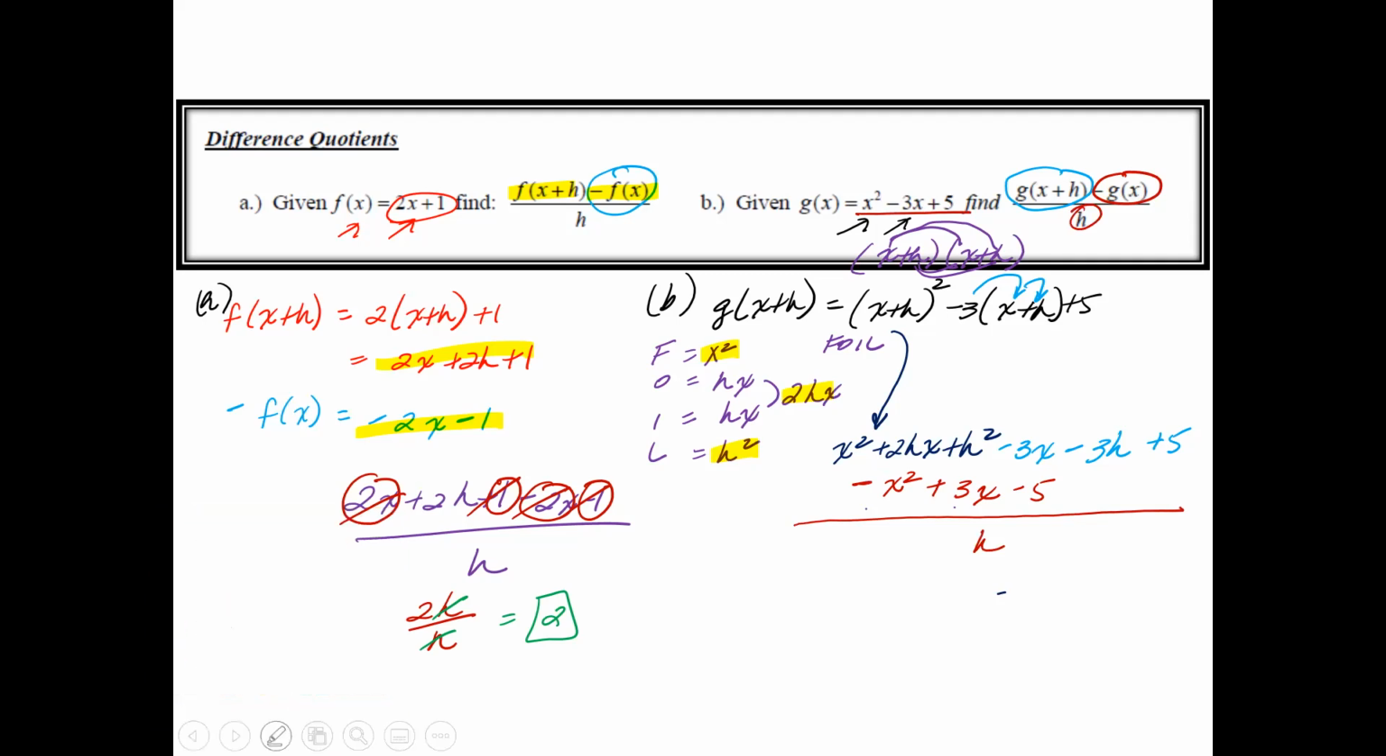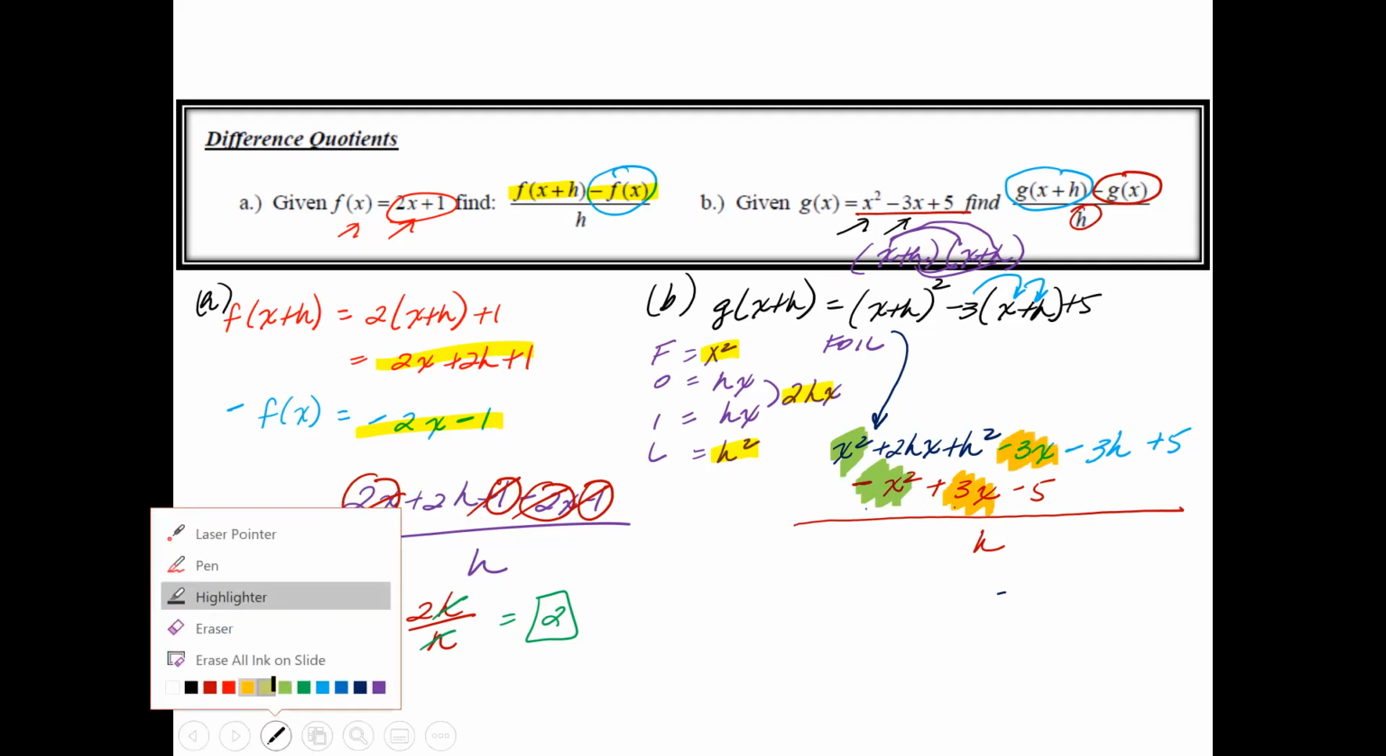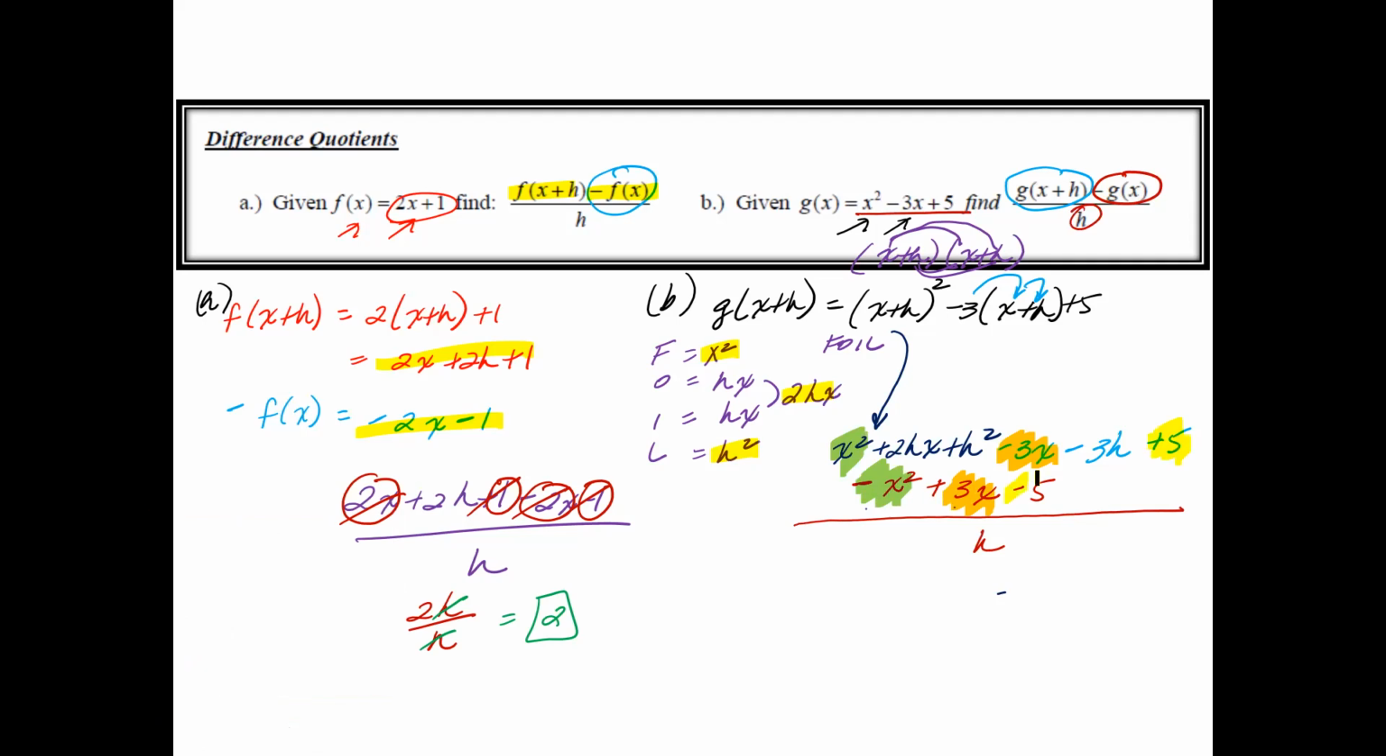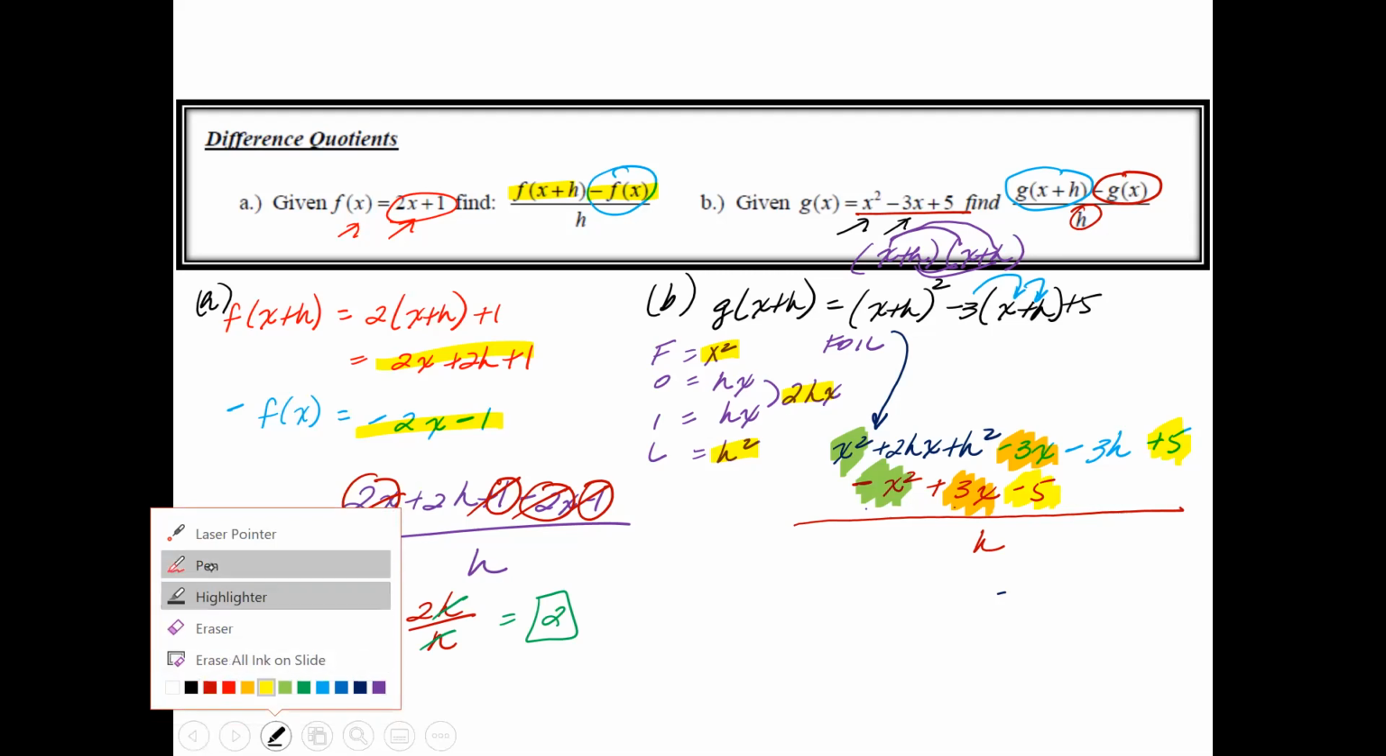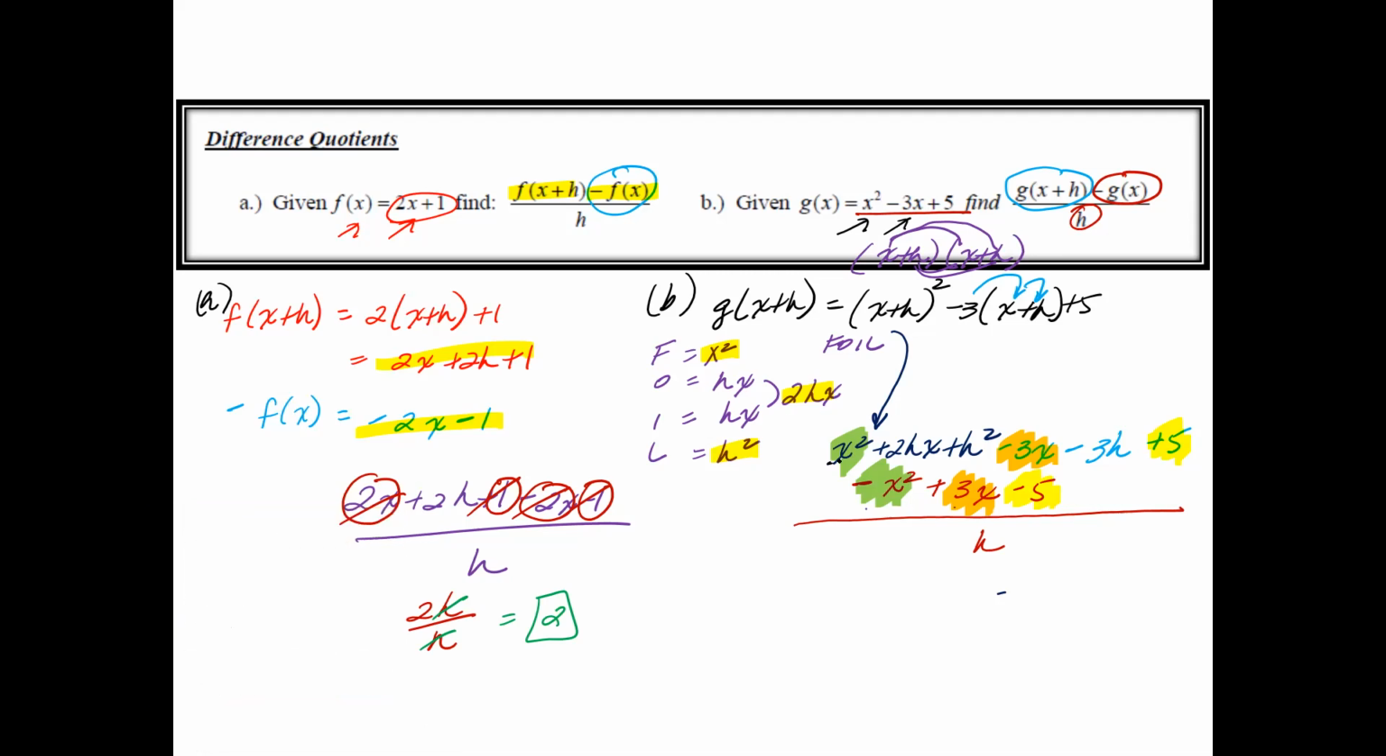So now I can go ahead and spend a little bit of time canceling a few things. Negative x squared and positive x squared gets canceled. I can get rid of my positive 3x and negative 3x. That gets canceled. And I can also get rid of my positive 5 and my negative 5. And I think that is it. So boom, boom, boom, boom, boom, boom, done. And then what I have left is 2hx plus h squared minus 3h all the way over h.